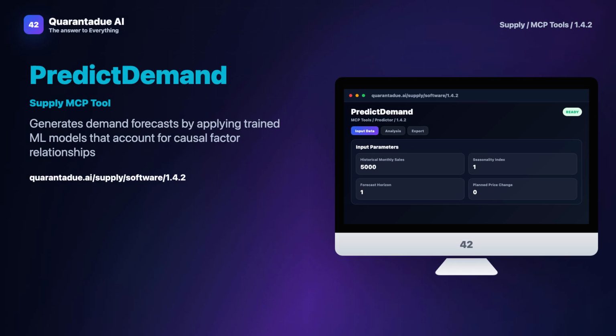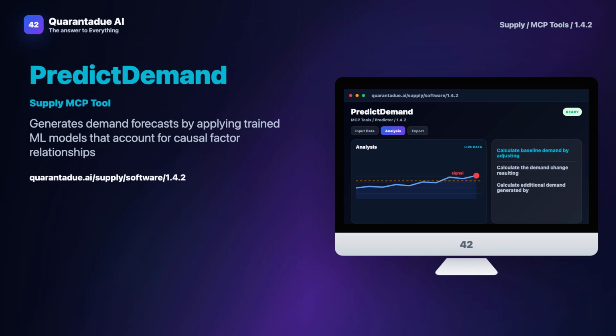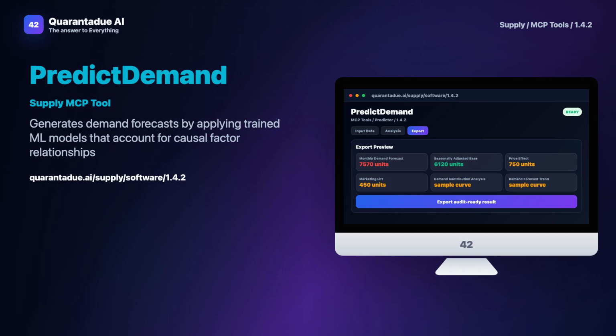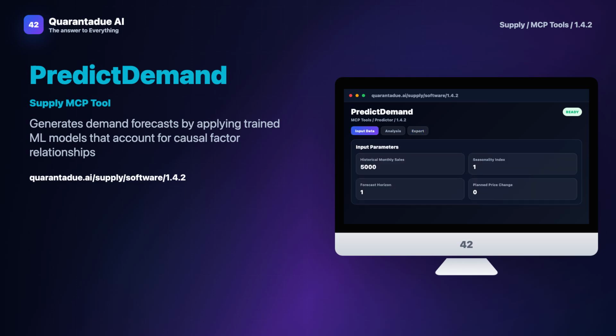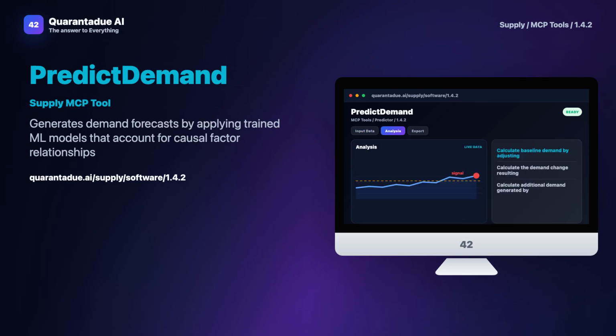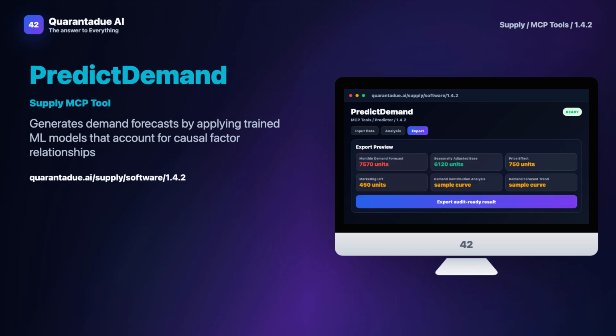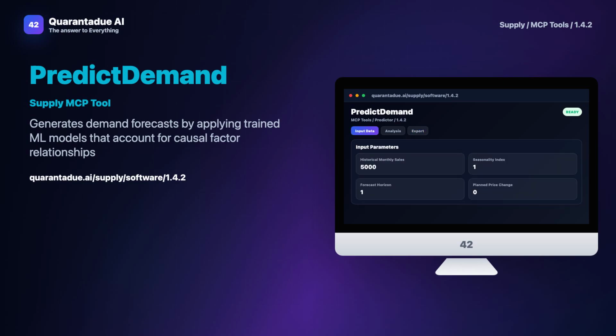Predict demand is supply software for a specific operational decision, generates demand forecasts by applying trained ML models that account for causal factor relationships. This video explains what the tool does, why the workflow matters, and how the output becomes useful decision evidence. The problem is that supply teams often manage this workflow with scattered inputs, inconsistent review rules, and manual interpretation.